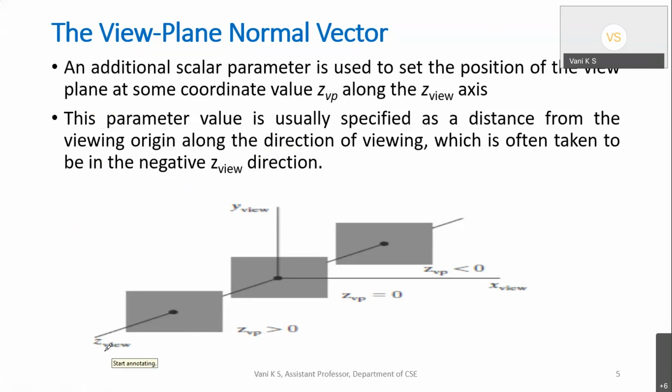Okay, that's what I told. On the Z axis, we will be looking along the Z axis only. Negative Z axis, it will be looking up.